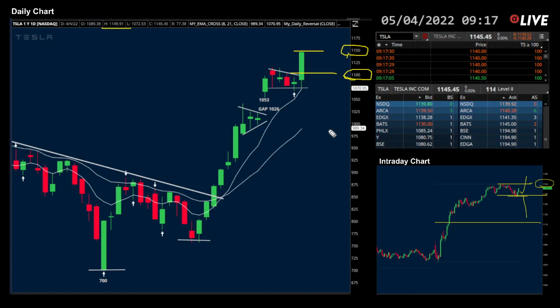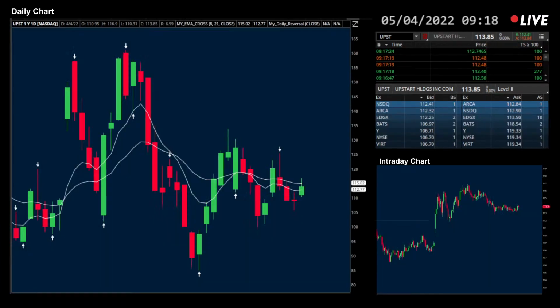while above 1100. I will only be bearish on Tesla if it breaks down below 1100, and we have 1070, that's the 8-day moving average. We have a gap to fill at 1026, but we need to see if it goes or not. Other name that I added to the watch list, it's UPST.